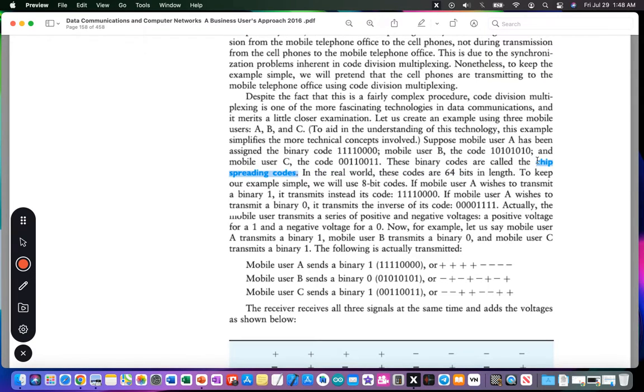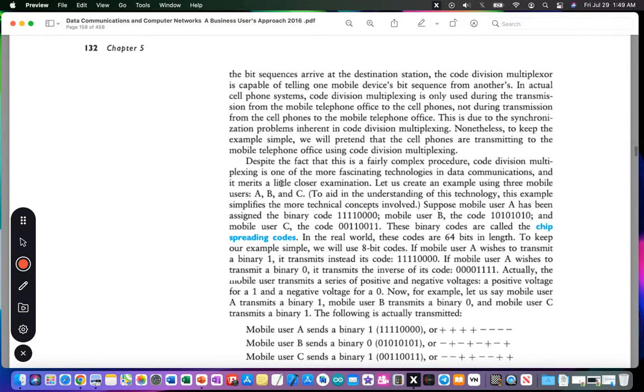Chip spreading codes. That's another term. Sixty-four-bit length binary codes.